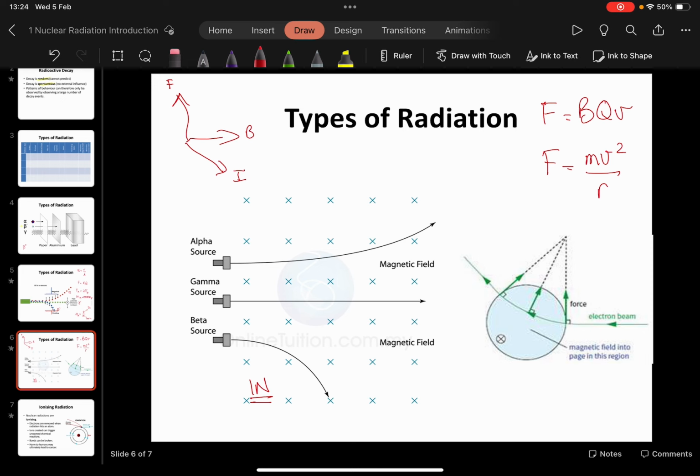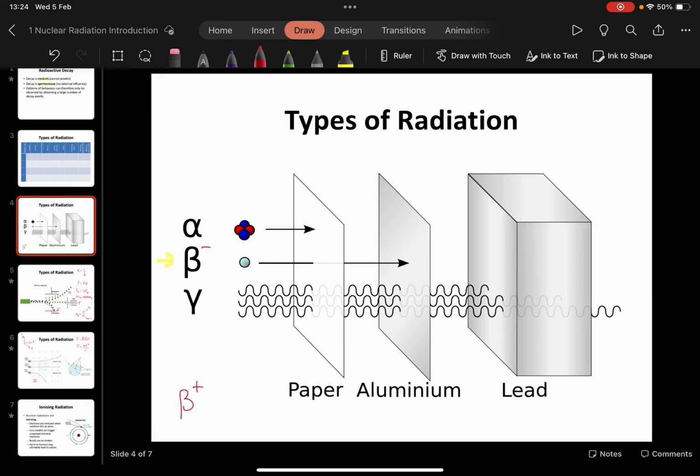We know how far they travel. The other indicator we use for how far they travel is in air. How far would each of these things travel in air? And the word "few" is your friend here, because how many is it? Is it 2, 3, 10? If we use the word few, for alpha, it's a few centimeters in air. Beta minus is a few meters in air. Gamma is a few kilometers in air.